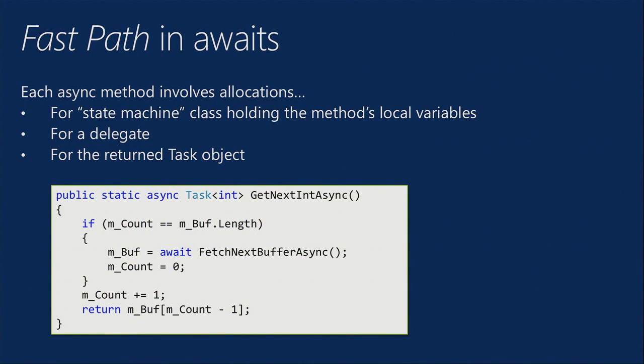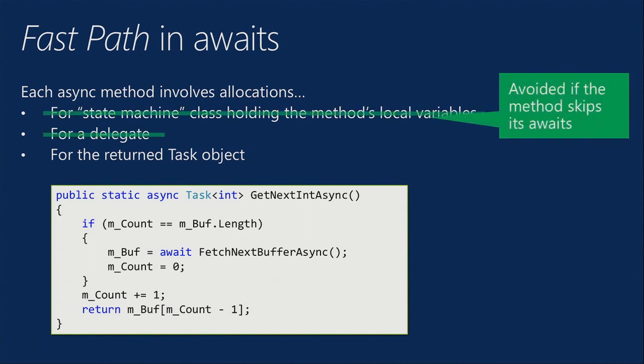So here are the 3 things that need to be allocated in general for an async method. The state machine holding the variables, a delegate to sign up on the things you're awaiting, and a task object to return. Okay? Those are the 3 things that you cannot generally avoid allocating.